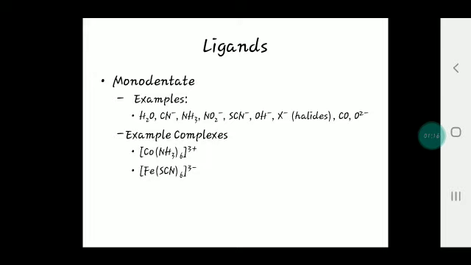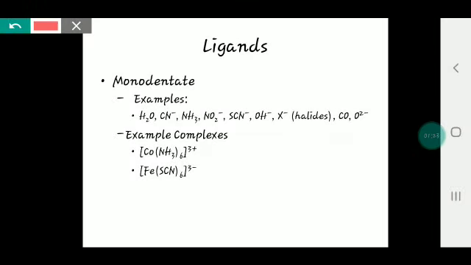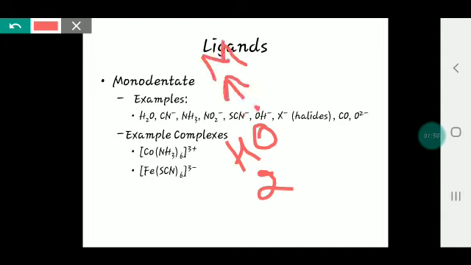First we will see the monodentate ligand. Monodentate means it has only one donor site through which it can donate to the central metal atom. An example is the water molecule. In this case, oxygen is an electronegative atom and it has a lone pair of electrons through which it can donate to the metal atom.